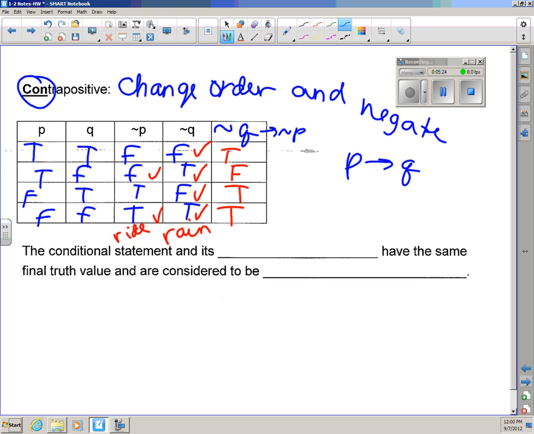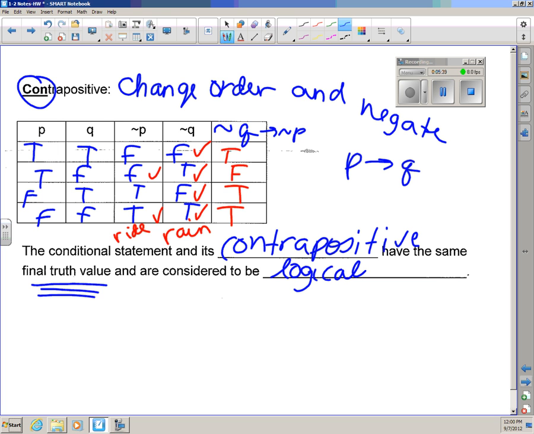So the conditional statement and its contrapositive. If you go back and look at both of those final columns, they have the same exact final truth values. And if you ever have the same final truth values, you're considered to be logically equivalent.